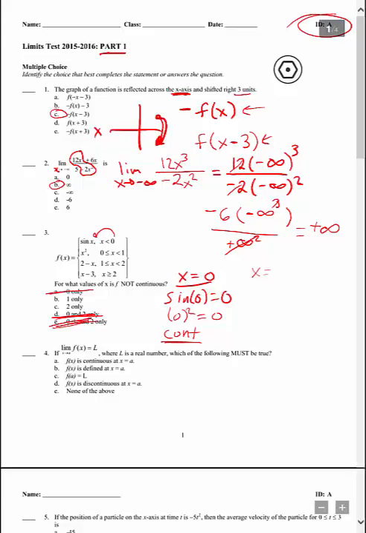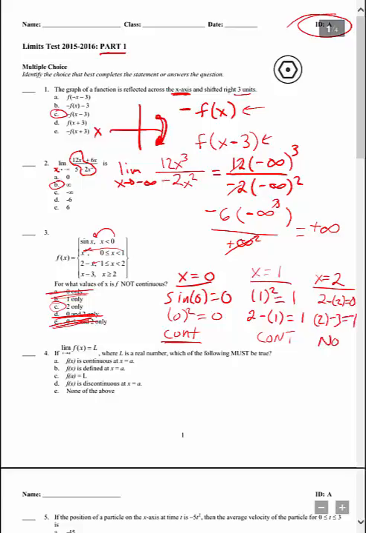Let's check x equals 1. We're going to plug this into x squared and into 2 minus x. 1 squared is equal to 1. 2 minus 1 is also equal to 1. So this one is continuous, and we can cross out letter B. We already know the answer is C. But just to show you, if we plug in x equals 2, we get 2 minus 2 is equal to 0, and we get 2 minus 3 is negative 1. So that's not continuous.